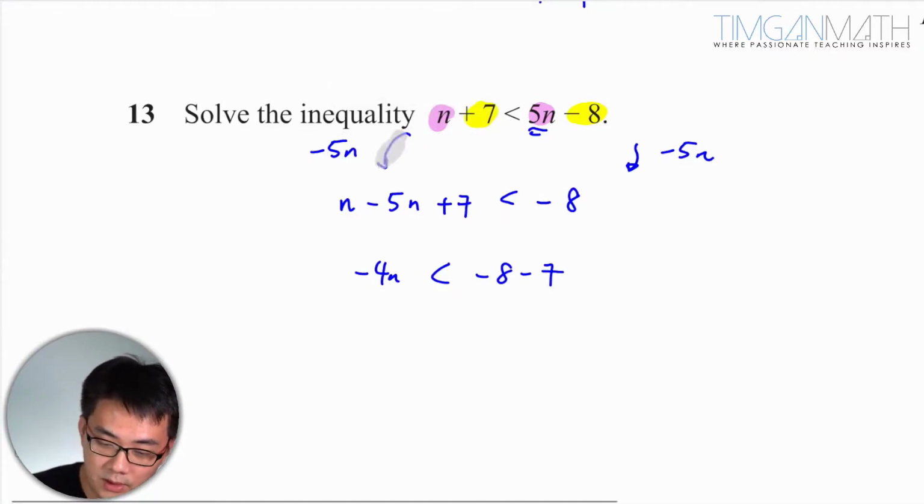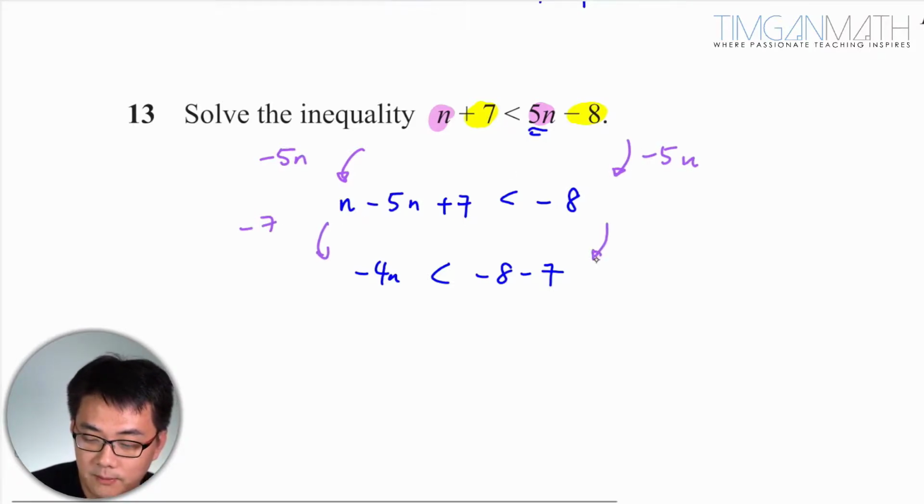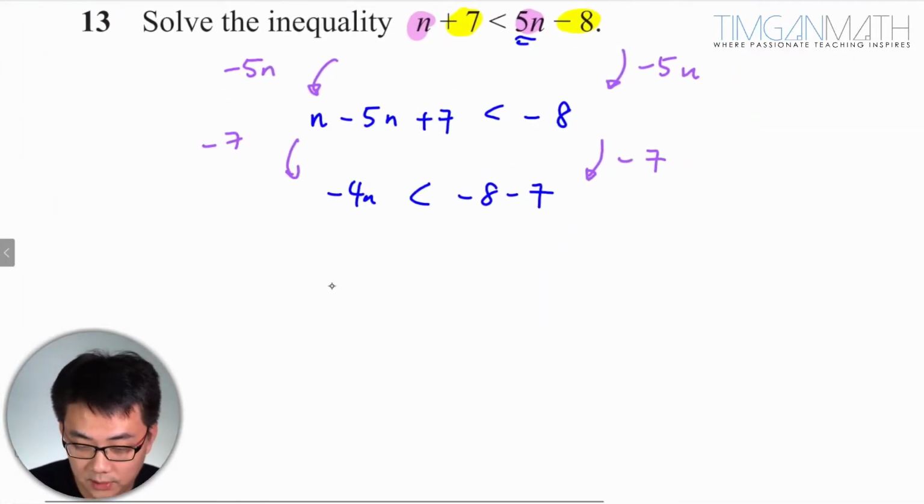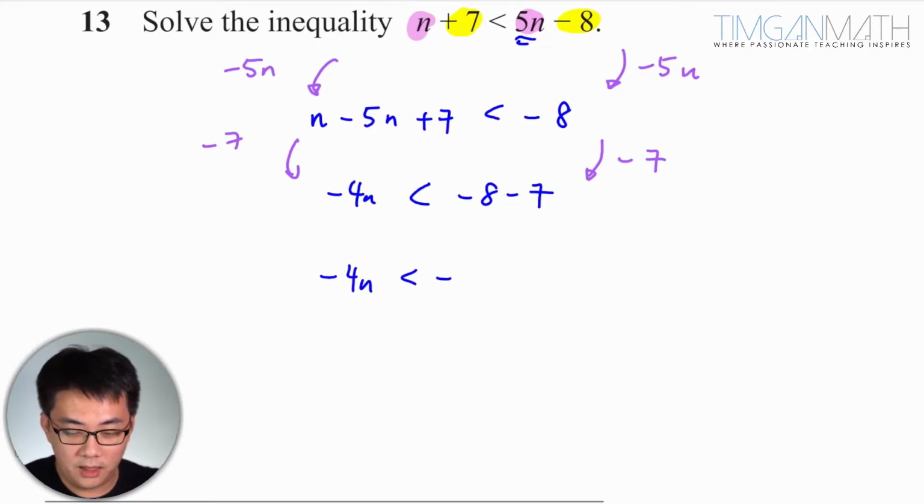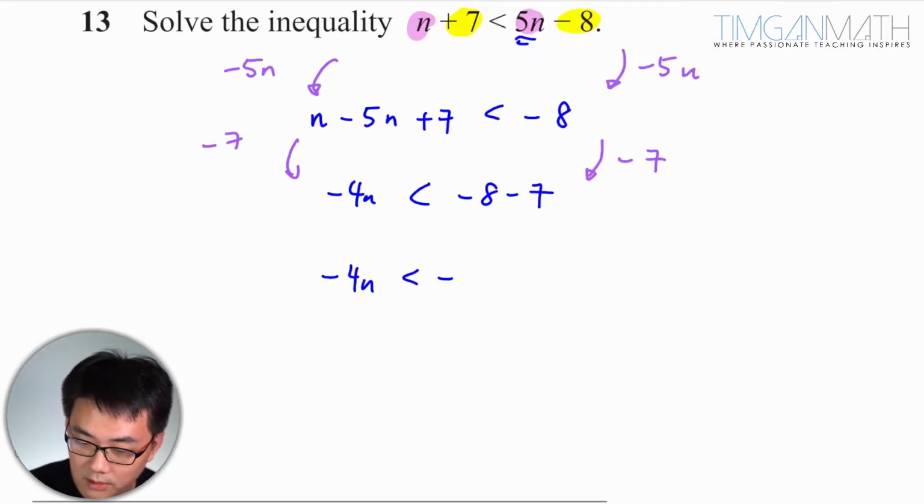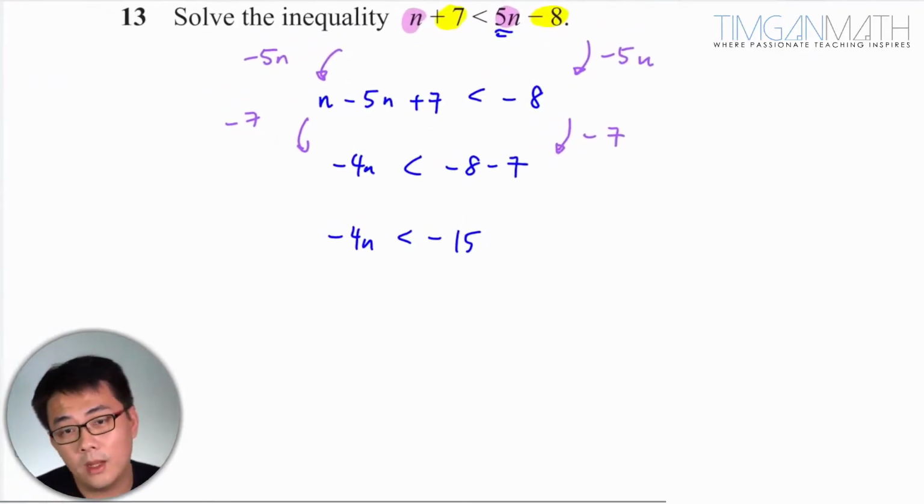So let me just write this in another color. So this will be minus 5n on both sides, and then after which we just minus 7 on both sides here. Once you're done, what we could do is just minus 4n, negative 8 minus 7. That will be negative 15. Great job. This is where the tricky part comes in.